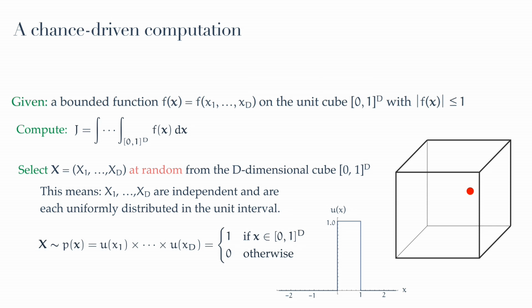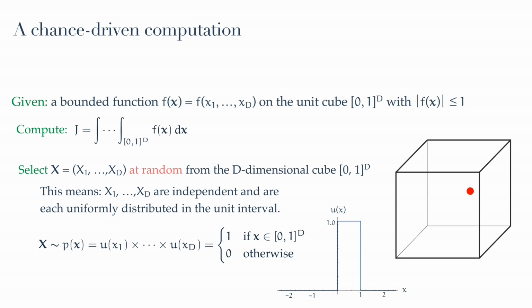individual densities. Recall that we had introduced a uniform density, u of x, a function which takes value 1 in the unit interval and 0 outside it. Each of our variables is governed by that self-same density. And so to obtain p of x1 through xd, we simply multiply out the uniform density evaluated at x1 times the uniform density evaluated at x2, and so on.